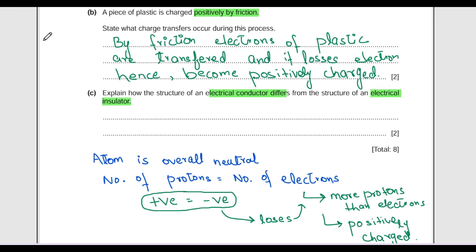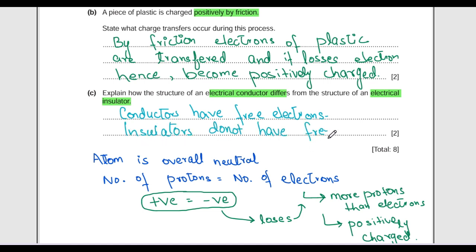Next question says explain how the structure of an electric conductor differs from the structure of an electric insulator. We know that an electric conductor has more electrons, free electrons. So I'm writing: conductors have free electrons, but insulators do not have free electrons. That's why they don't conduct any electricity and heat as well.